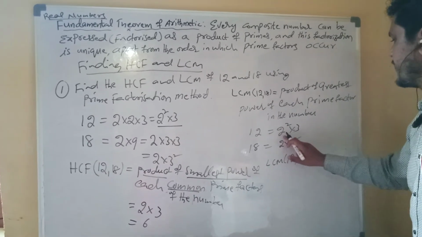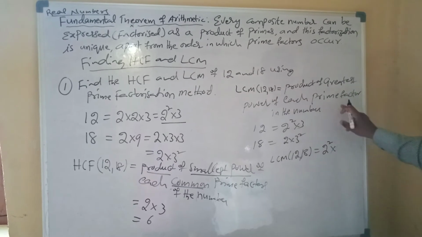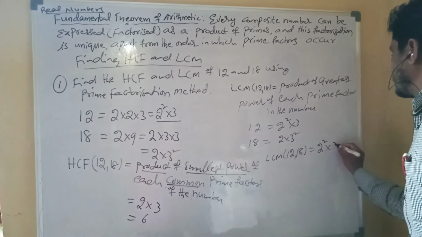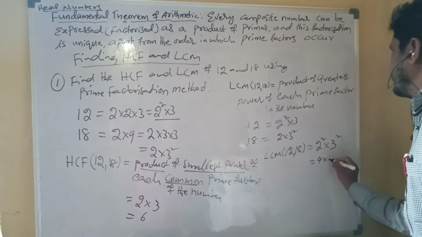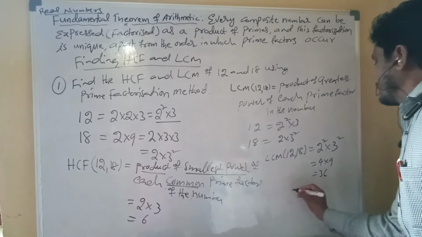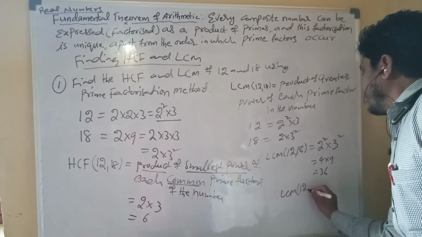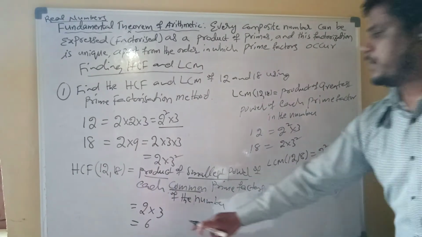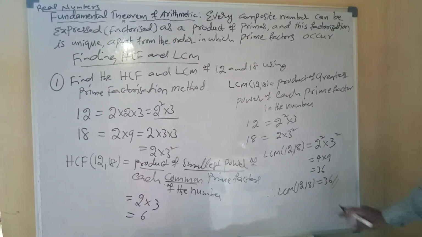Here 2 and 2 square is there, greatest one is 2 square. And for prime factor 3, 3 and 3 square is there, greatest one is 3 square. That is 2 square is 4, and 3 square is 9, 4 into 9 is 36. Therefore LCM of 12 comma 18 is 36. Therefore HCF of 12 comma 18 is 6, and LCM of 12 comma 18 is 36.